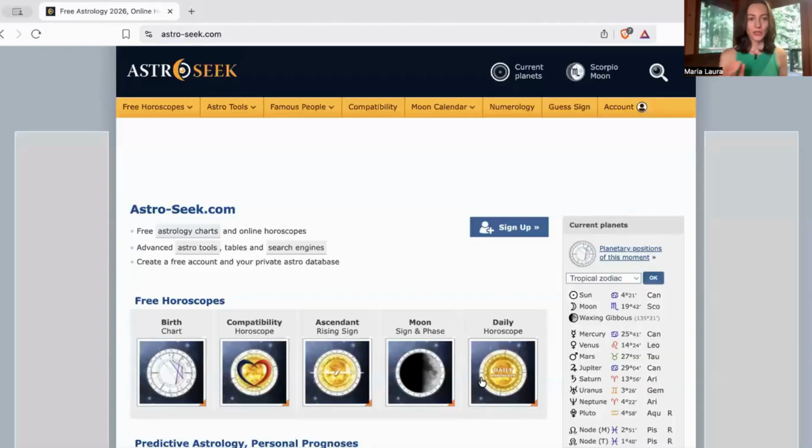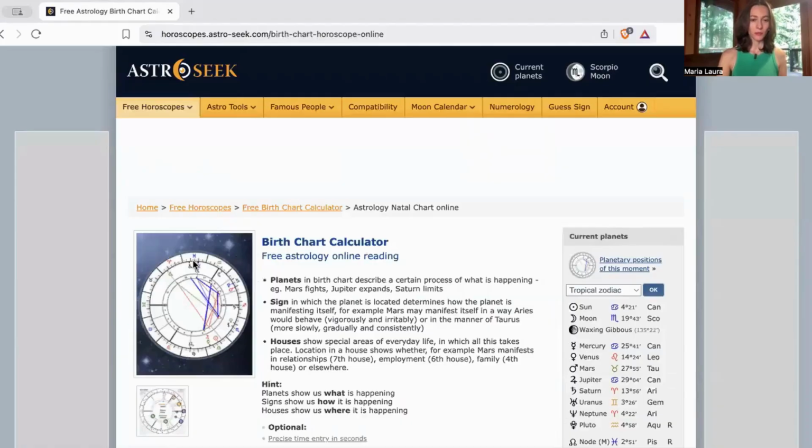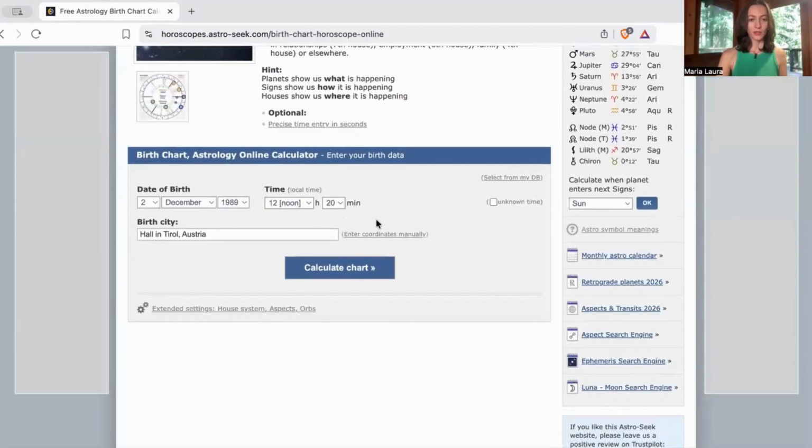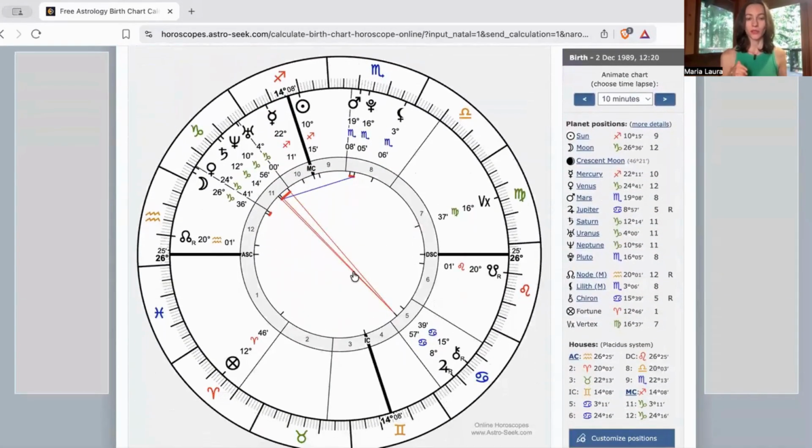go onto astroseek.com and then just click on birth chart here for me. Now, there's already a date and time and the city here, so I'm just going to roll with that. But please put in your birth date and time. Make sure you have the correct time here. Even a few minutes does make a difference. And then put your town as well. And then let's click on Calculate Chart here, and we have a birth chart on the screen.